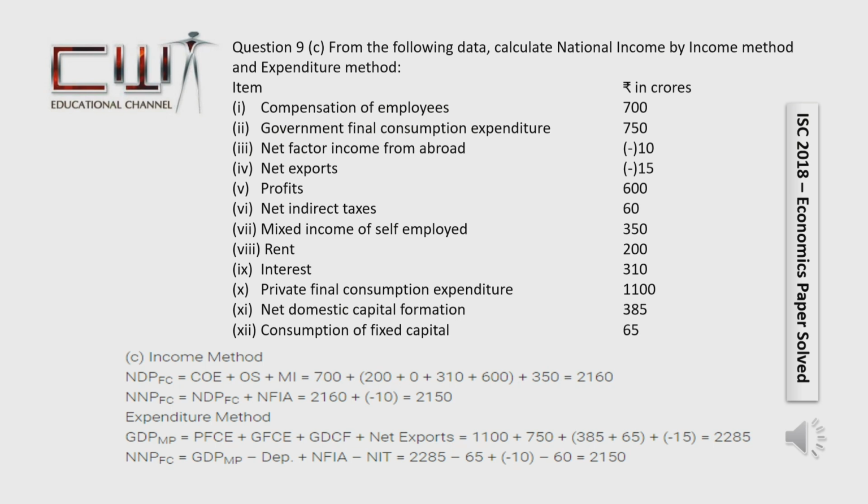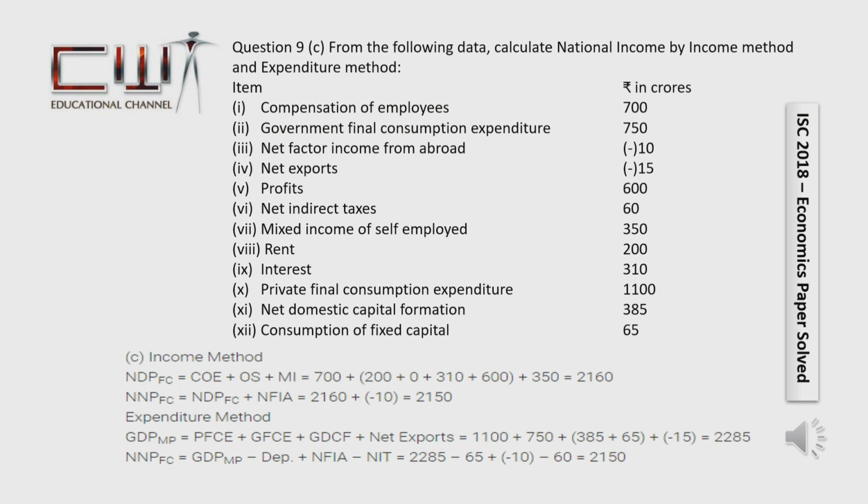Now we add the net factor income from abroad to NDP at factor cost to find out the NNP at factor cost. So NDP at factor cost plus NFIA, which is 2160 plus, NFIA is given as minus 10, we subtract it, so we get 2150. This is the NNP at factor cost, or what we term as the national income.